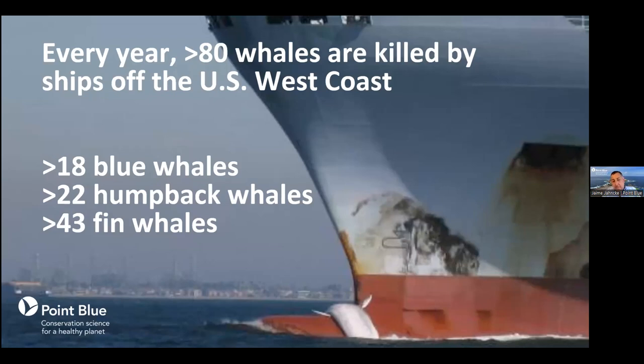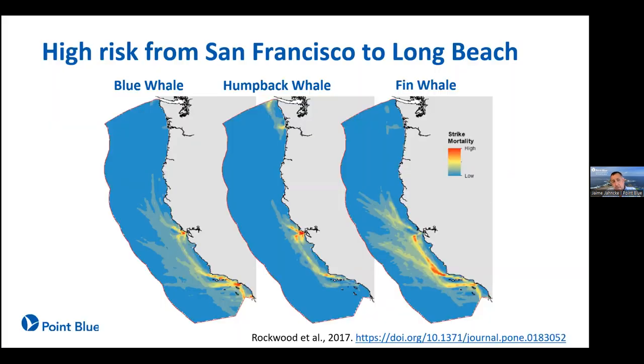About 18 of them are endangered blue whales, about 22 of them are humpback whales, and about 43 of them are fin whales. That's quite a large number here. It's larger than what NOAA states we can take on an annual basis. This figure shows the distributions of mortality for the blue, humpback, and fin whale species of the US West Coast.